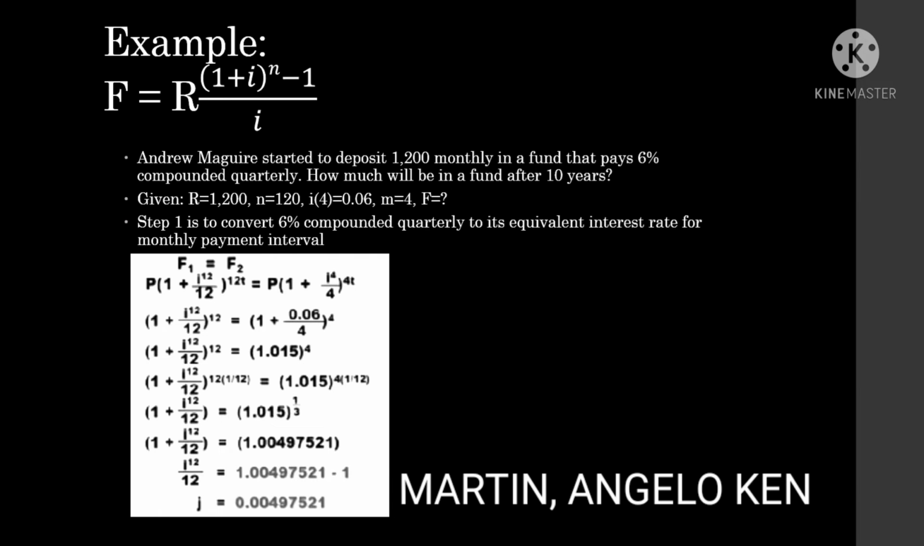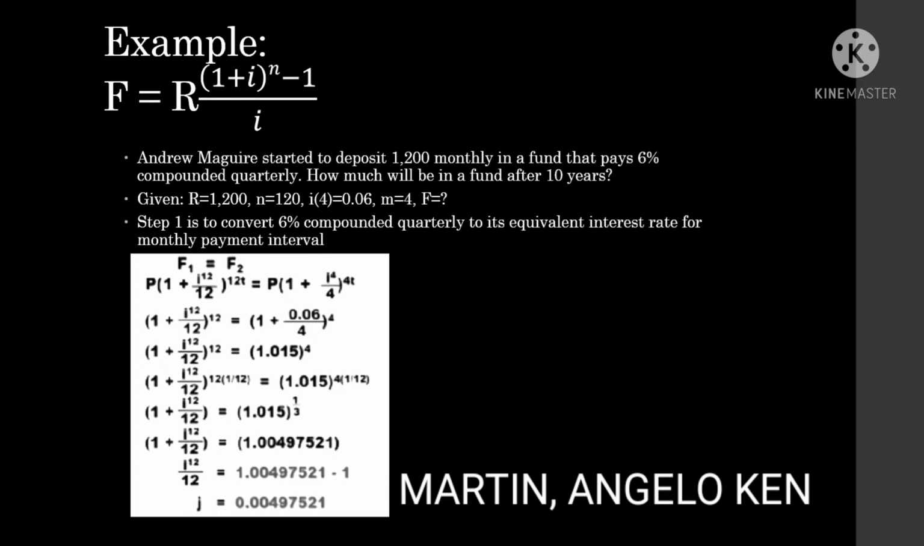Here's our example. Andrew Maguire started to deposit 1,200 monthly in a fund that pays 6% compounded quarterly. How much will be in the fund after 10 years? Our given is R equals 1,200, N equals 120, I equals 0.06, M equals 4, F is unknown.